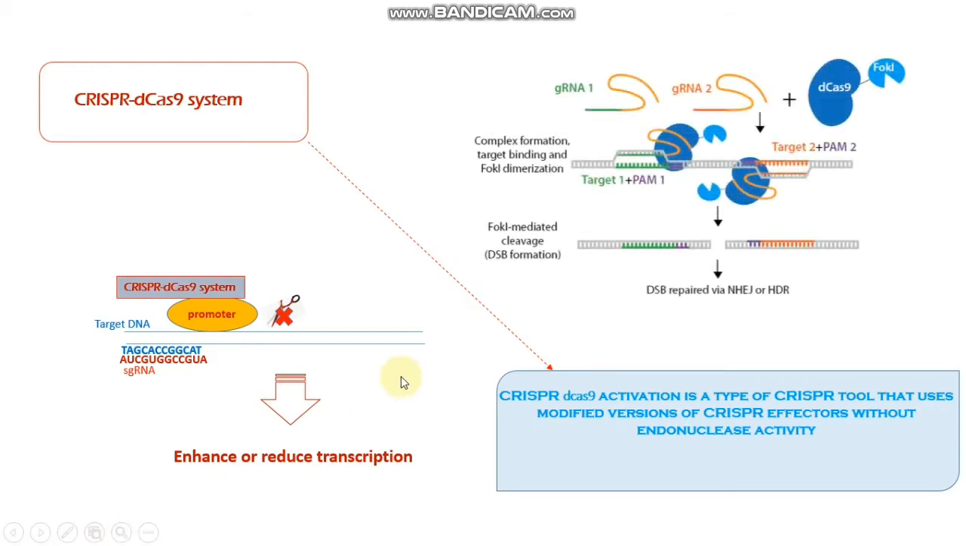In this system, multiple guide RNAs can be designed at the same time, and that guide RNA has a complementary sequence with the target DNA. When the guide RNA binds with the target DNA, then the dCas9 system recognizes that DNA-RNA duplex, and dCas9 regulates the transcription of that gene by binding with the promoter.